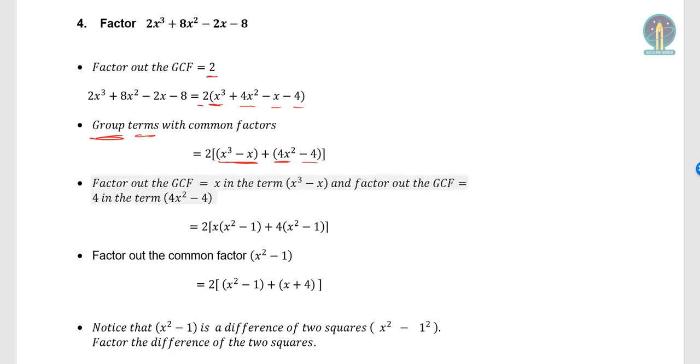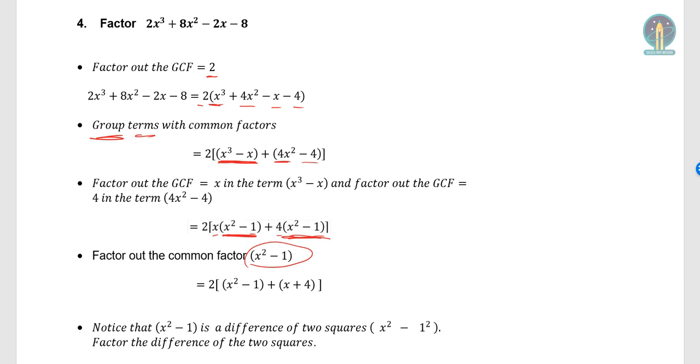Again, factor out the greatest common factor. In this case, it's x. For these parentheses, it's x. So x times x squared minus 1, right? Because we factored out an x. And then here we have 4x squared minus 4, we can factor out a 4. So x times x squared minus 1 plus 4 times x squared minus 1. Then we can actually factor out the common factor x minus 1, right? We have x squared minus 1 here, x squared minus 1.